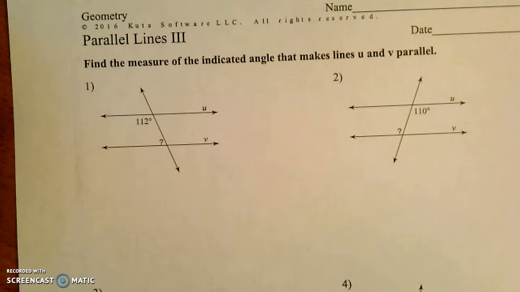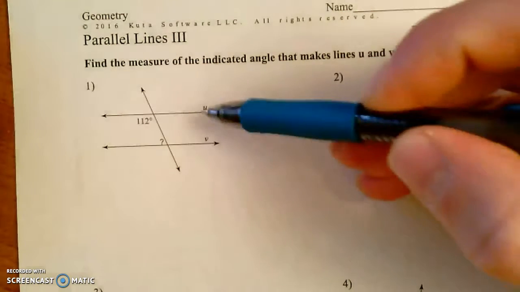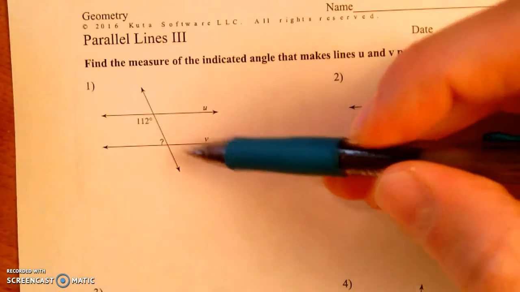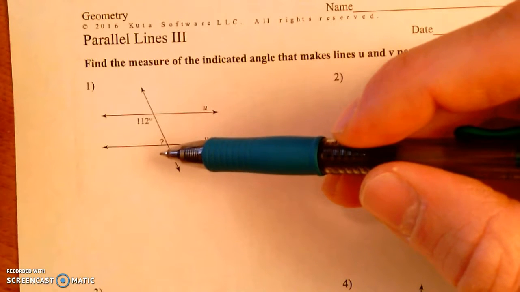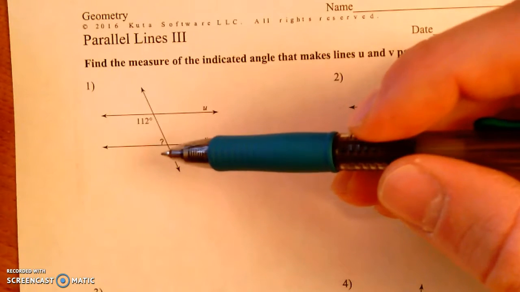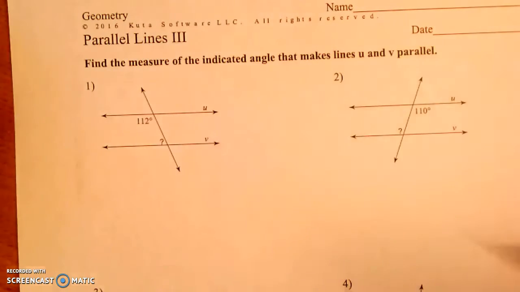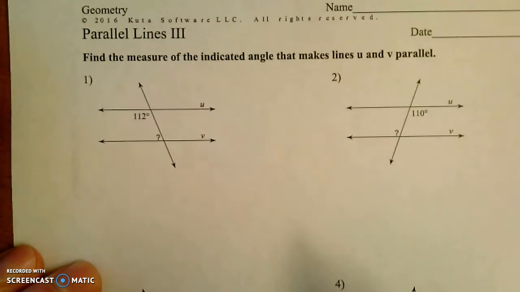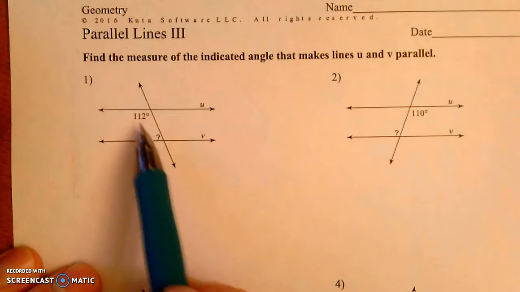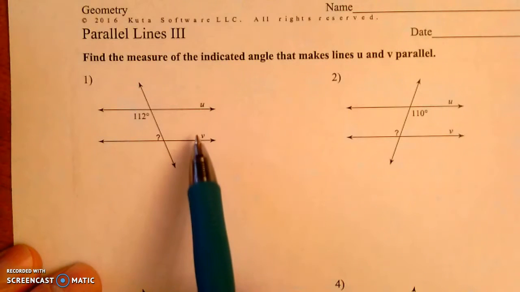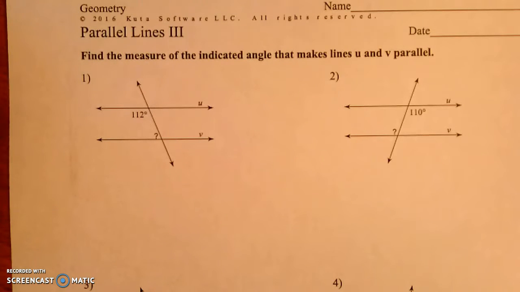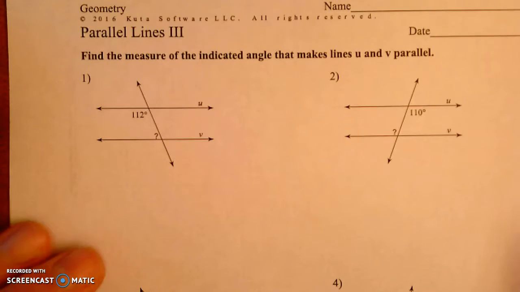Now, in the previous two worksheets, you were assuming that the lines were parallel and trying to figure out what the angles were, or using the angular relationships to solve for x. Here, you're working the other way around. You're trying to figure out what these angles should be in order to make these lines parallel. But it turns out it's all exactly the same. Either the angles need to be congruent or they need to be supplementary. So let's take a look.